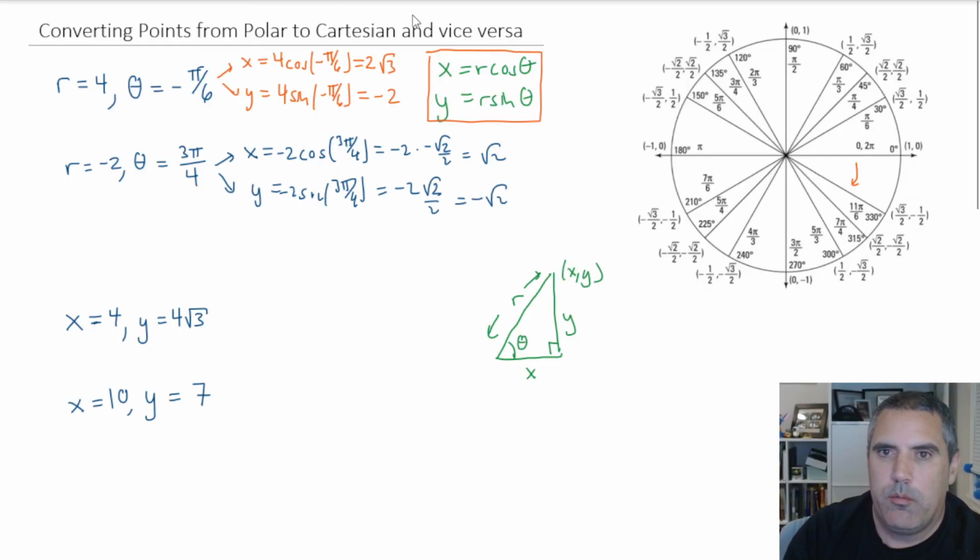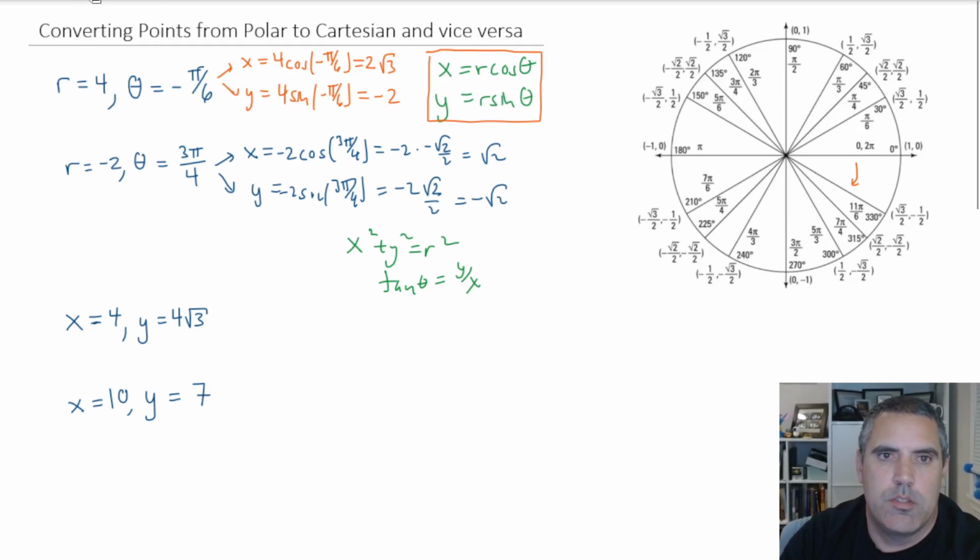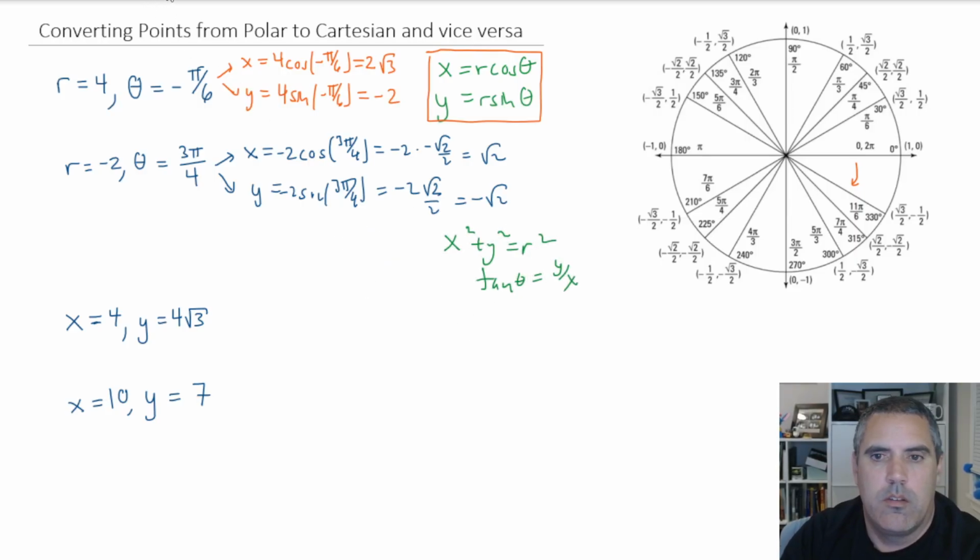Okay. What about going the other way? Well, there's a couple other relationships you can get from this. One is that x squared plus y squared is r squared. And the other is that tangent of theta is y over x. And that's what we use if we're trying to go the other direction. So let's take a look at that. Okay, so somebody gives me 4 and 4 root 3. You can compute the r immediately. So the way we actually use this is we say r is basically plus or minus the square root of x squared plus y squared.